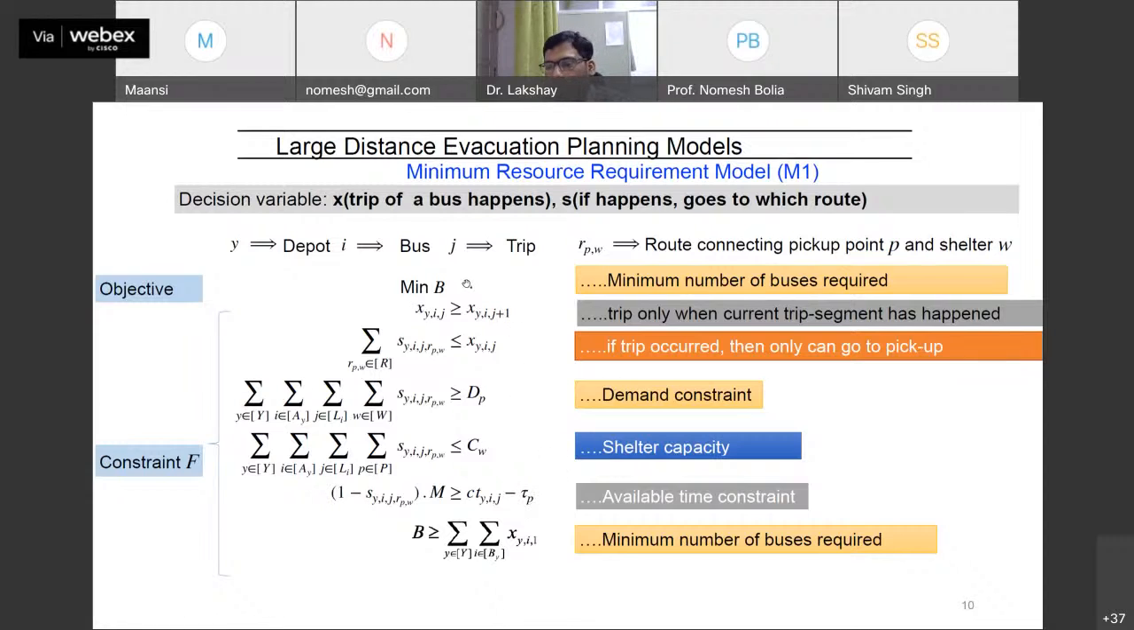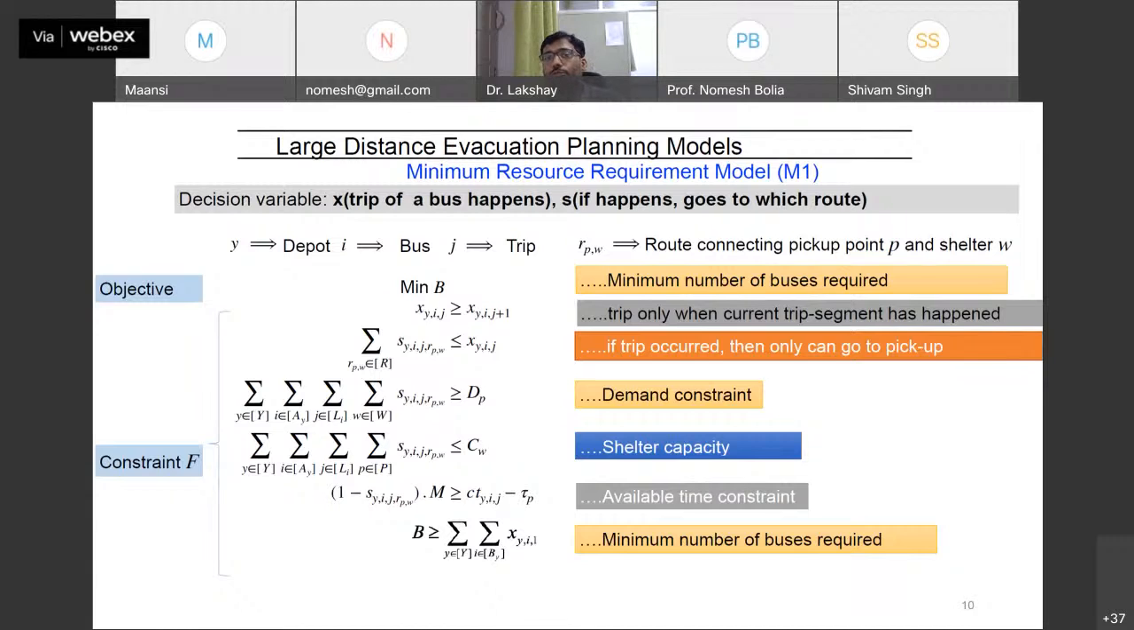You can just refer to the model. I have not even written here for all I. You can easily check it from the paper for all Y, I, and J. This is not a single constraint. These are a set of constraints for all Y, I, and J. This shows that if the first trip is happening, like I assume at the depot there are 1,000 buses, I have abundant resources. If I'm using its first trip, then where will it go. So this is the first model.